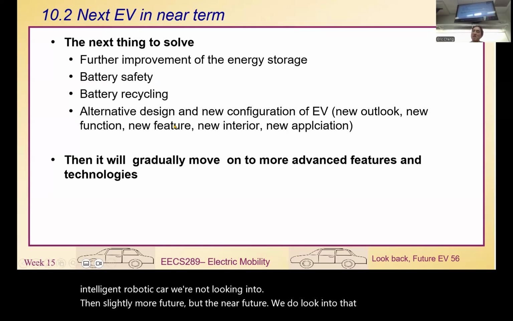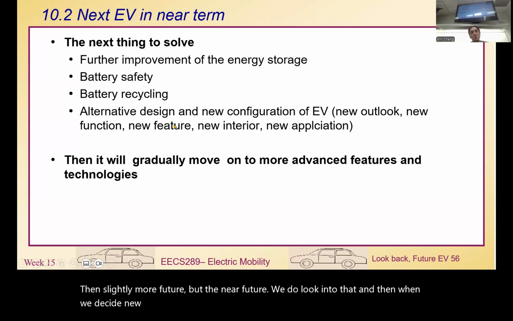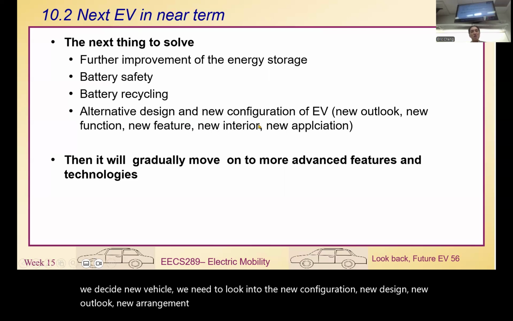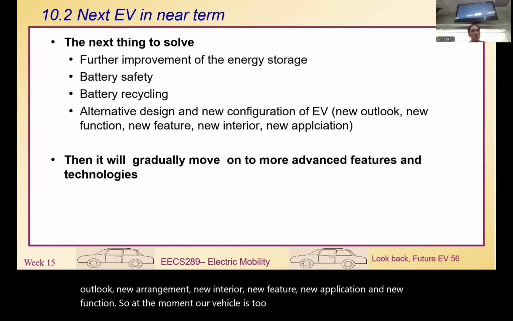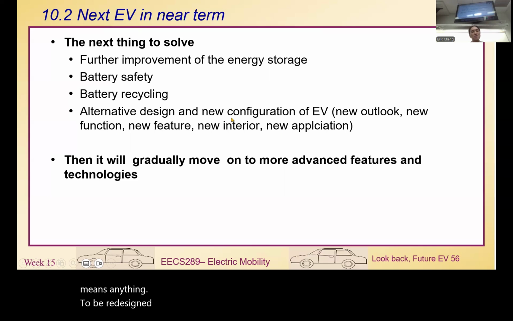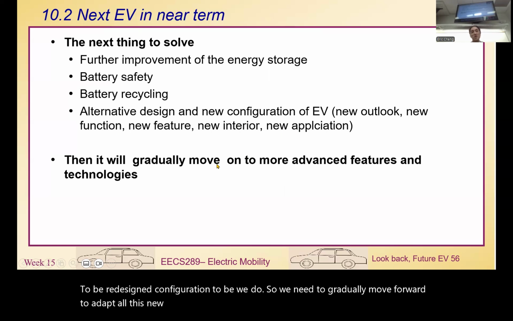And then when we design a new vehicle, we need to look into the new configuration, new design, new outlook, new arrangement, new interior, new feature, new application, and new function. At the moment, our vehicle is too classical, too conventional. You only modify it from the gasoline car. But today we know that EV can do more. So anything related to EV design configuration needs to be redone. We need to gradually move forward to adapt all these new features and technology.